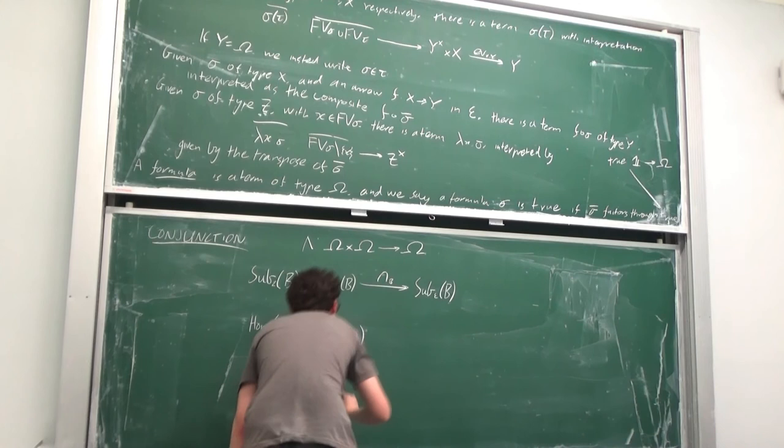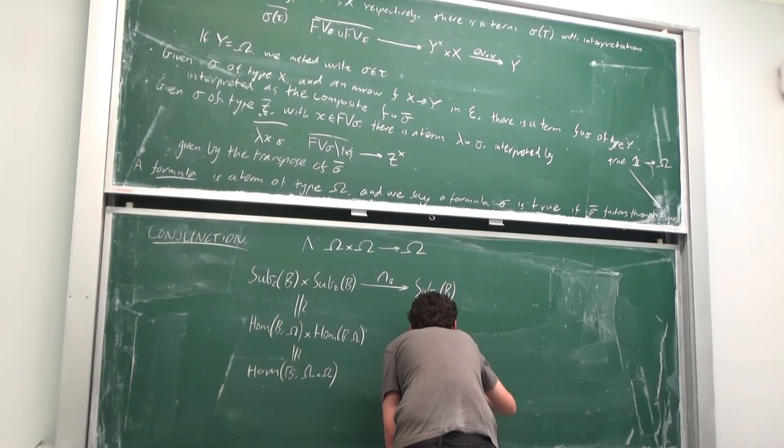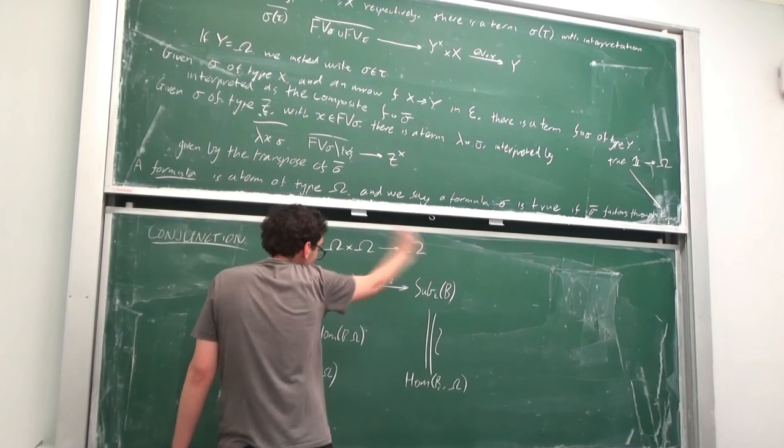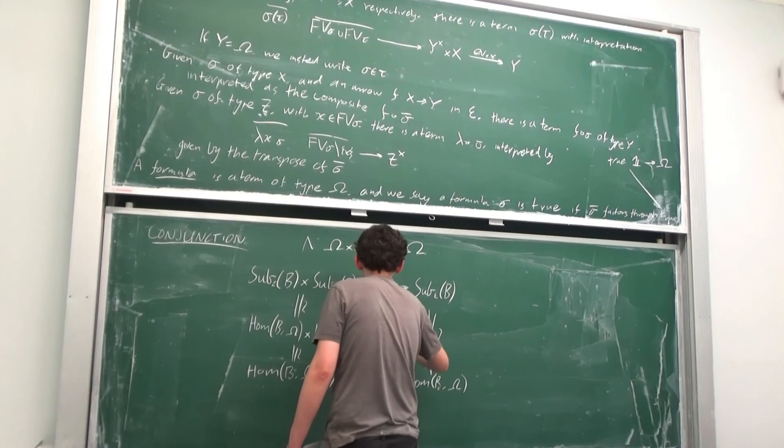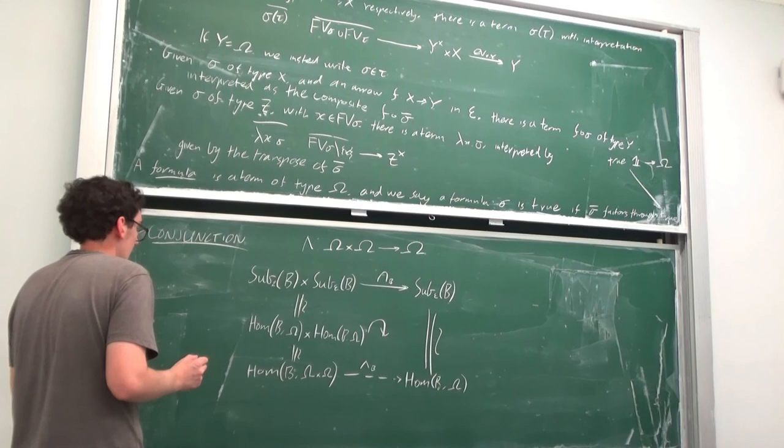And likewise over here, we have Hom(B, Ω). Furthermore, because this is natural in B and these are natural isomorphisms, the whole composite here is also natural in B, and we will call it Ω, wedge B.